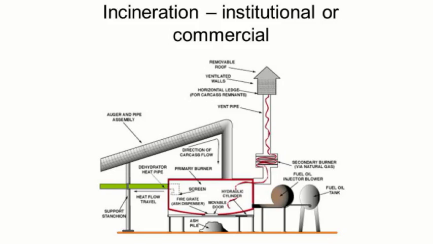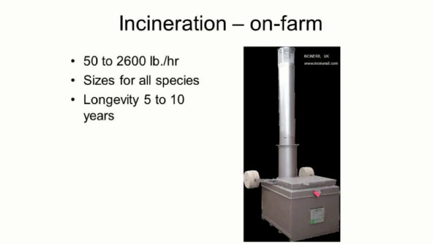And incineration can be done at a large capacity, shown here institutionally or commercial. This just shows a diagram, how those animals flow into the incinerator, how the ash is accumulated and dealt with according to your Dead Animal Act. And it shows in particular the secondary burner, which is critical for ensuring that the gases and any aerosol particulates are burnt completely.